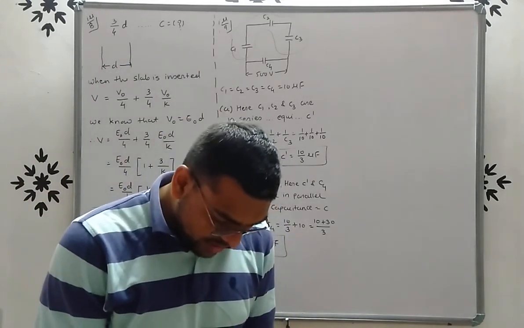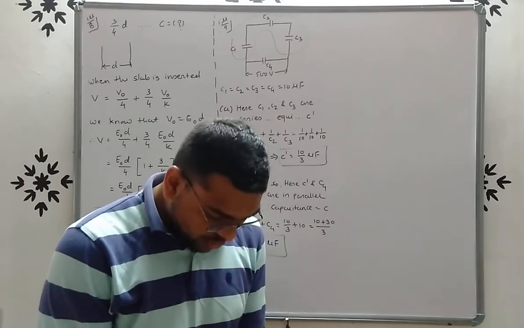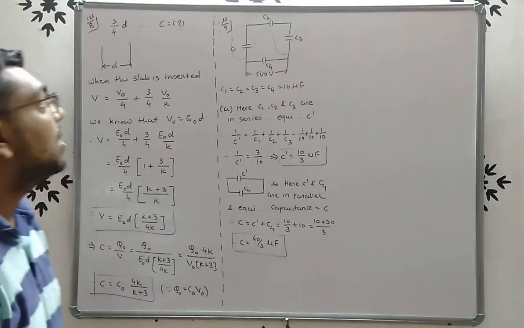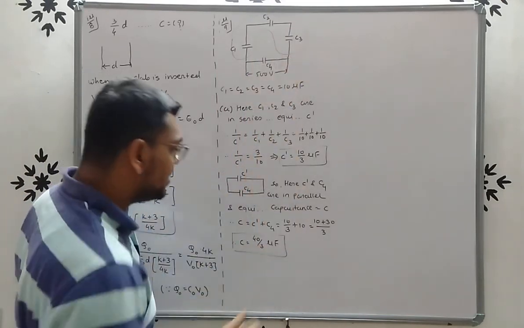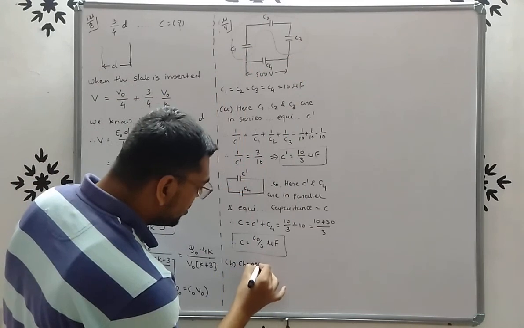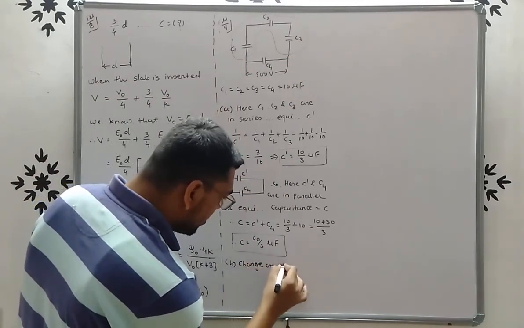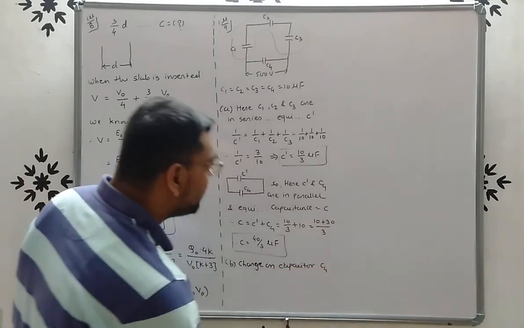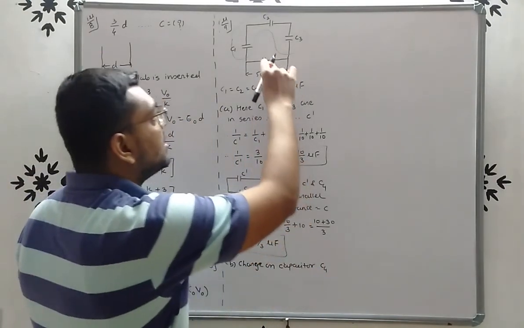Now here friends, we have to find out the charge on each capacitor. So charge on C1, C2, C3 and C4. So now B. First of all, charge on capacitor C4.